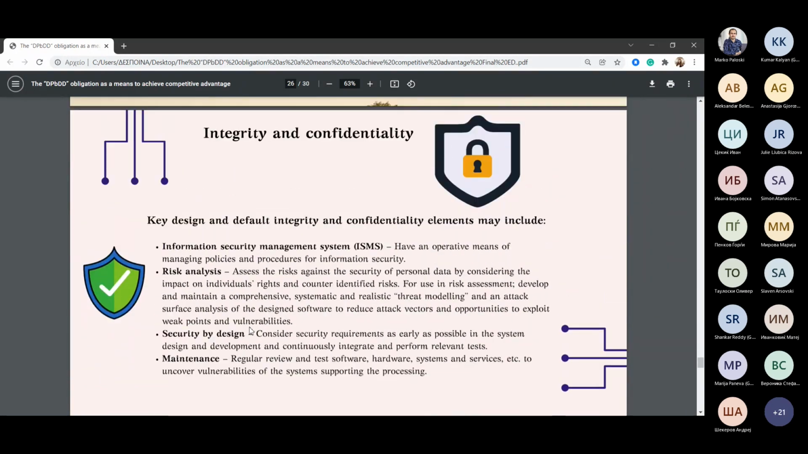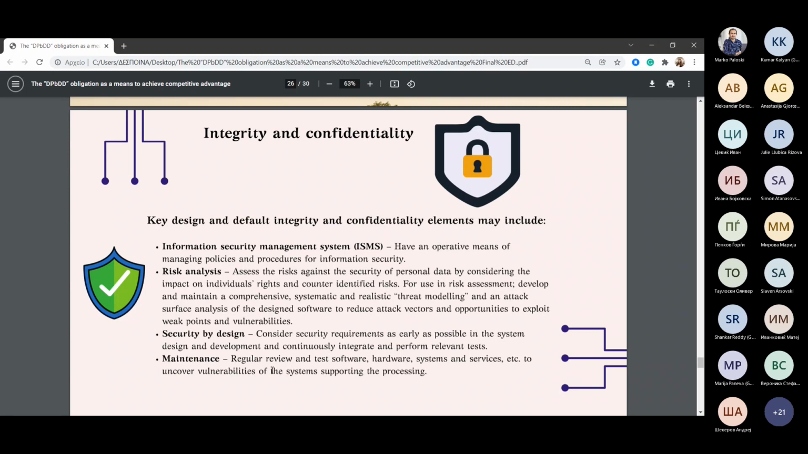And we also have integrity and confidentiality. We might apply an information security management system, and risk analysis to assess the risk against the security of personal data by considering the impact on the rights and freedoms of the data subjects. Security by design, that is security requirements as early as possible in the system design, and continuously integrate and perform relevant tests.